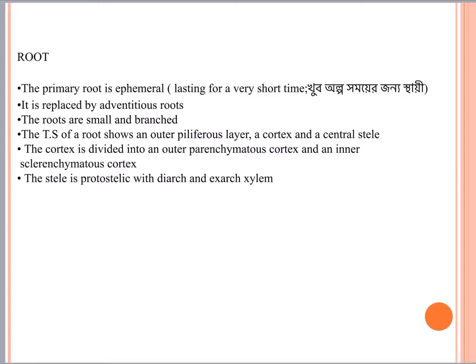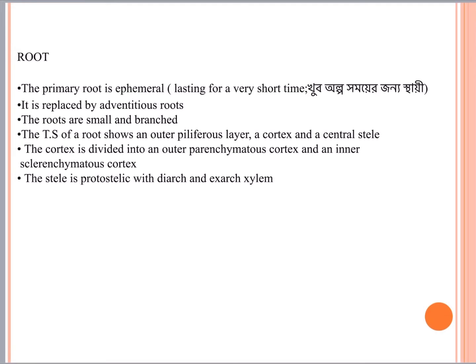If you look at the root, the primary root is ephemeral. What is ephemeral? It is a root which lasts for a very short time, and later this root is replaced by adventitious roots. The roots are small and branched. The transverse section of a root shows an outer piliferous layer. What is a piliferous layer? It is the newest layer of the outer skin of the root, the part of the root from where the root hairs grow.